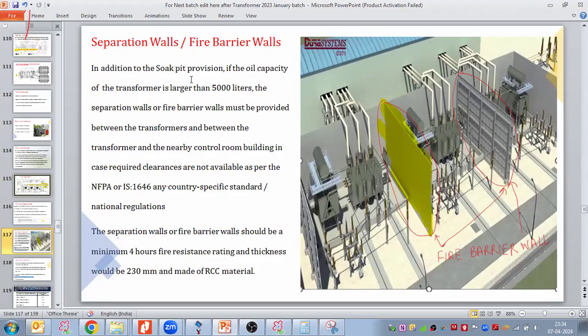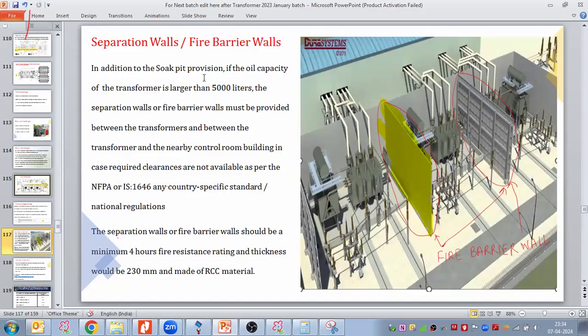Sir, is it with respect to the conservator tank? Yes, where you are putting the oil. Okay, so your main tank, and in the conservator tank also you have the oil, right? So 600 mm or 500 mm above that.